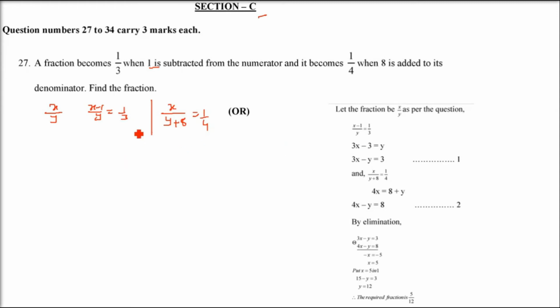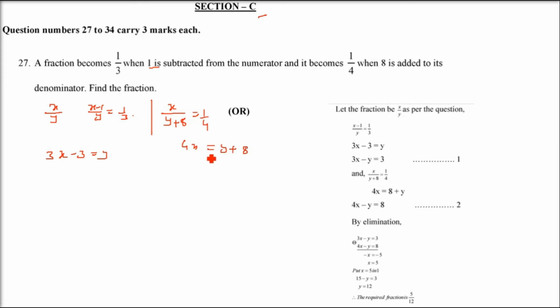So we'll get 2 equations and we are going to solve that. This is cross multiplication I'm doing. So 2 equations are going to be made. 3 into x minus 3 equals y. This is the first equation. And then we have the second equation, 4x equals y plus 8.